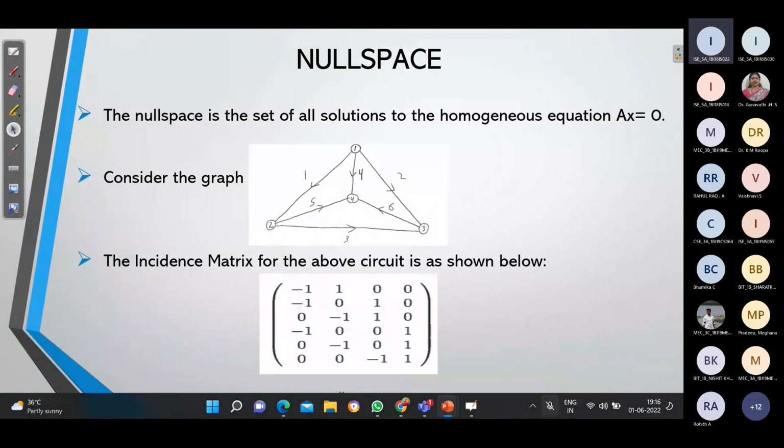Next is null space. This is the set of all solutions of the homogeneous equation that I mentioned earlier, Ax = 0. The set of all solutions of that equation is the null space of that particular matrix. Again, we are considering a graph here, and for that particular graph, we write the incidence matrix with all the incoming edges as +1 and outgoing edges as -1.